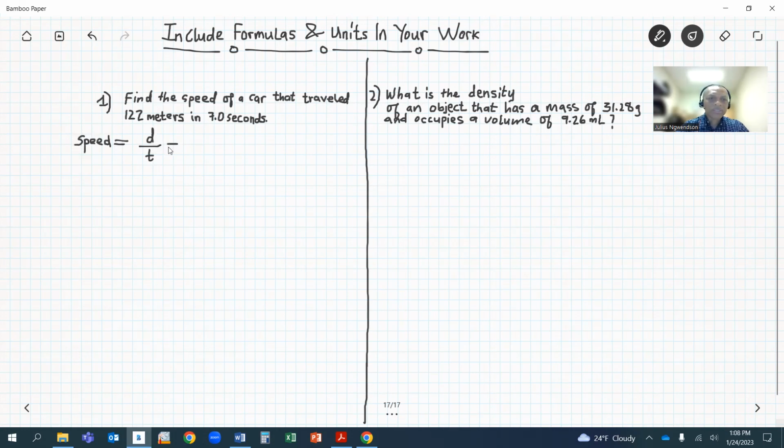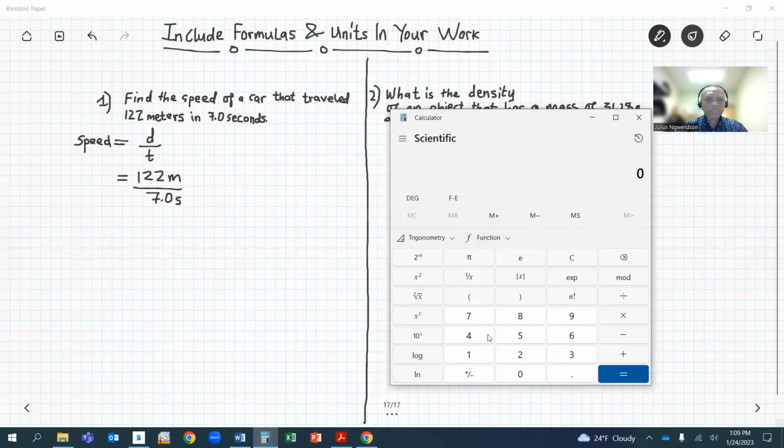So you write, or if you want, you can go to the next line. Speed is equal to, your distance is 122 meters over 7.0 seconds. Then you pull up your calculator and enter the numbers. 122 divided by 7.0.